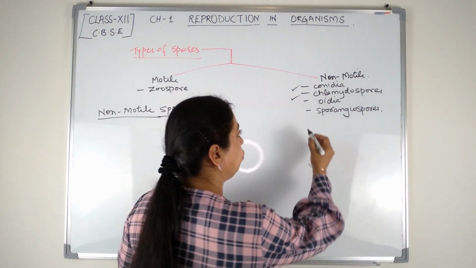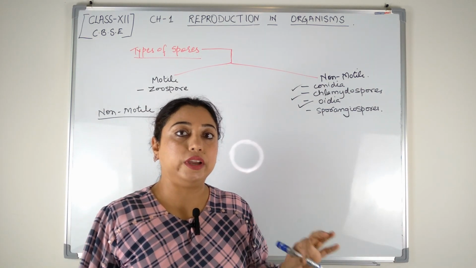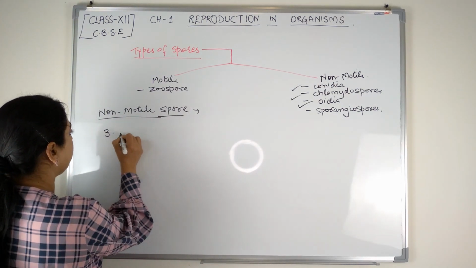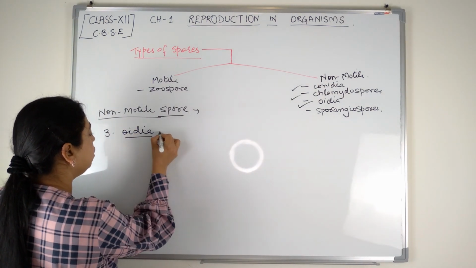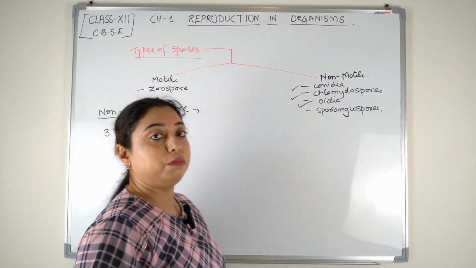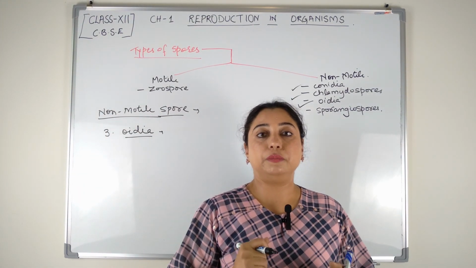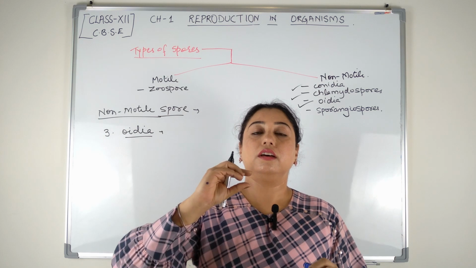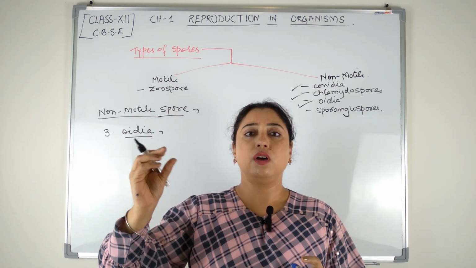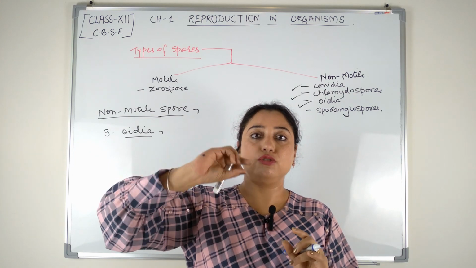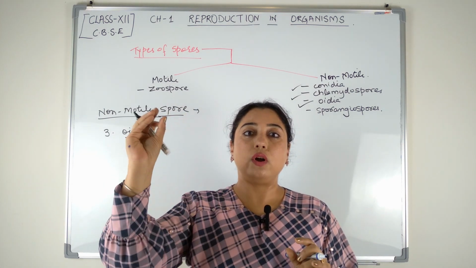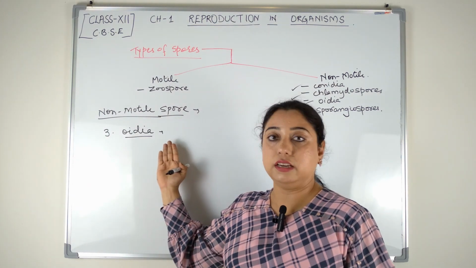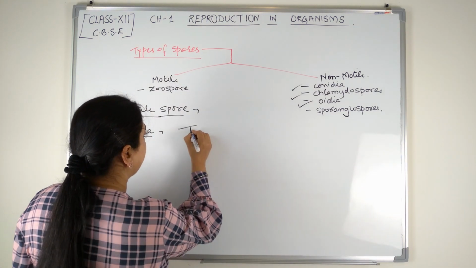Now the third type of non-motile spores are oidia. These are not very common spores. Oidia are formed from the hyphae only. Sometimes the tip of the hyphae starts breaking into tiny fragments, or starts getting pinched off from the rest of the hyphae in the form of small tiny fragments, and each fragment then transforms itself into an oidium, right? These are thin-walled spores.